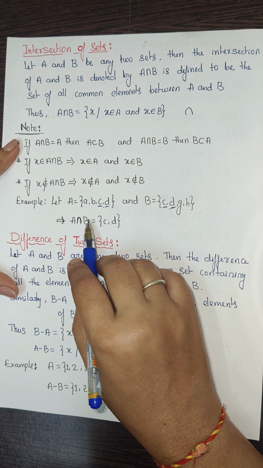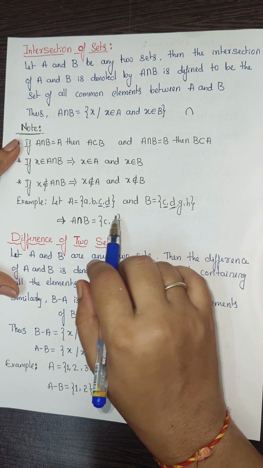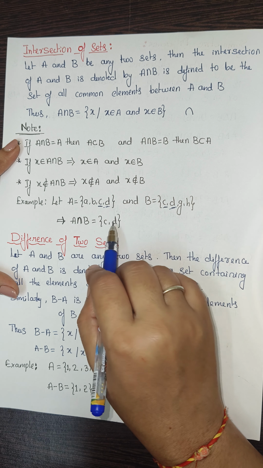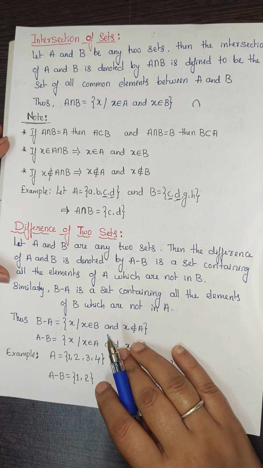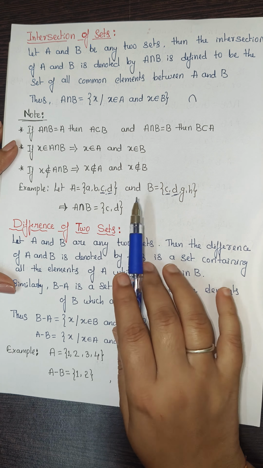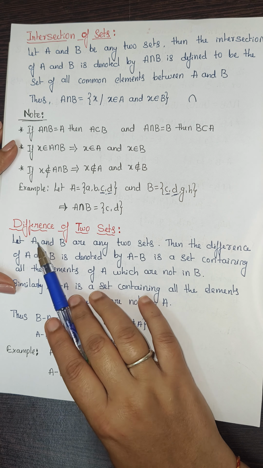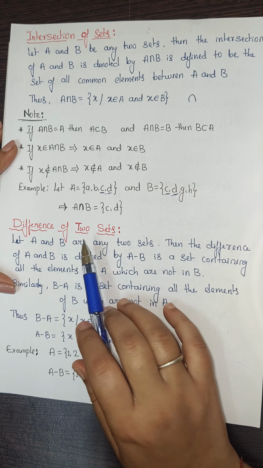A intersection B means the common elements of both the sets, that is C and D. So A intersection B is C comma D. Hope all of you understood this one. We will move to the next, the difference of two sets. How to find out the difference?